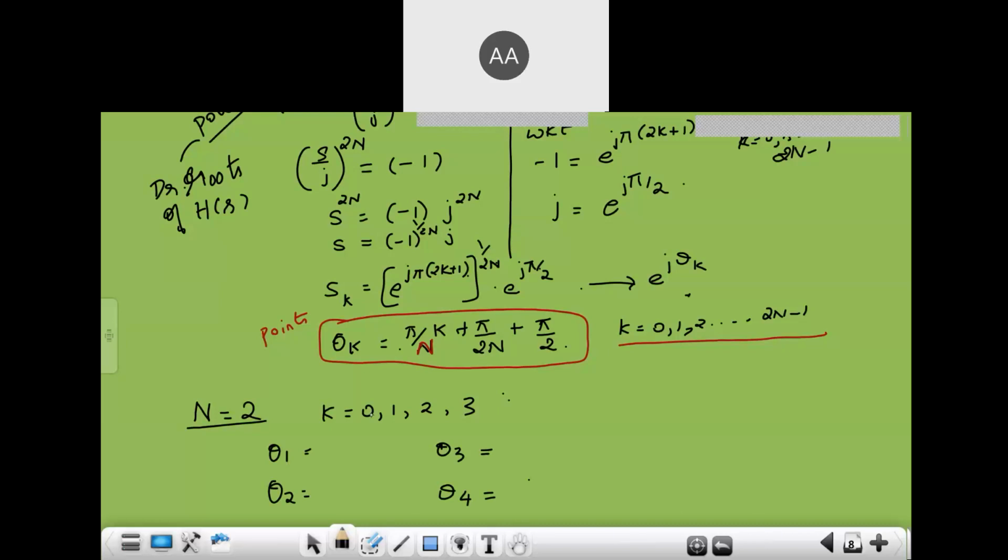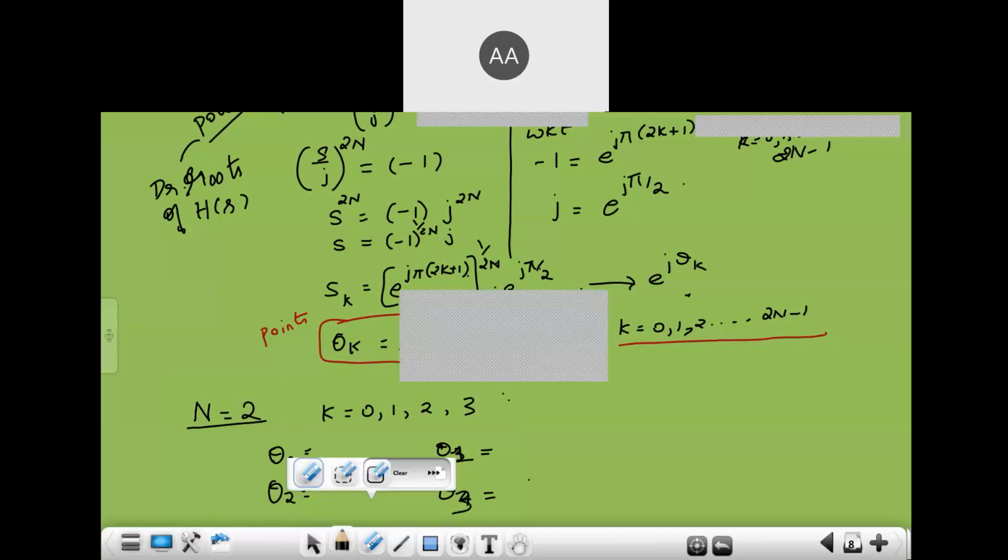Instead of theta 1, 2, 3, to avoid confusion, you can write it as theta naught, theta 1, theta 2 and theta 3. Let me rewrite it, no problem.